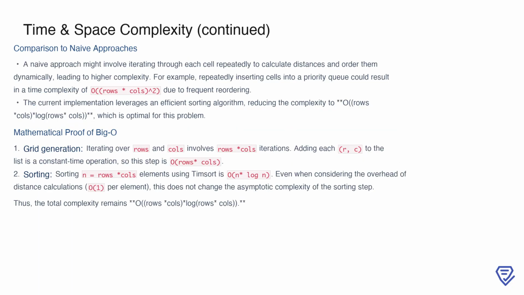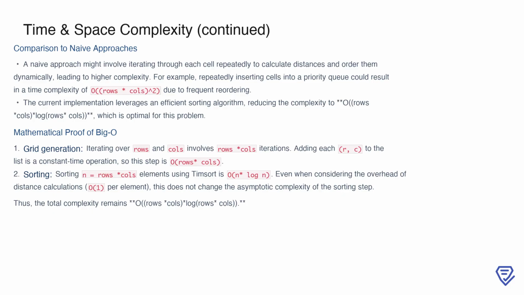If we compare this solution to a naive approach, we can see significant improvements. A naive method might involve iterating through each cell repeatedly to calculate distances and dynamically ordering them, for example, by using a priority queue. This would result in a much higher time complexity of O((rows * cols)^2) due to the frequent reordering operations. In contrast, the current implementation avoids this inefficiency by leveraging an optimized sorting algorithm, reducing the time complexity to O(rows * cols * log(rows * cols)), which is ideal for this problem.